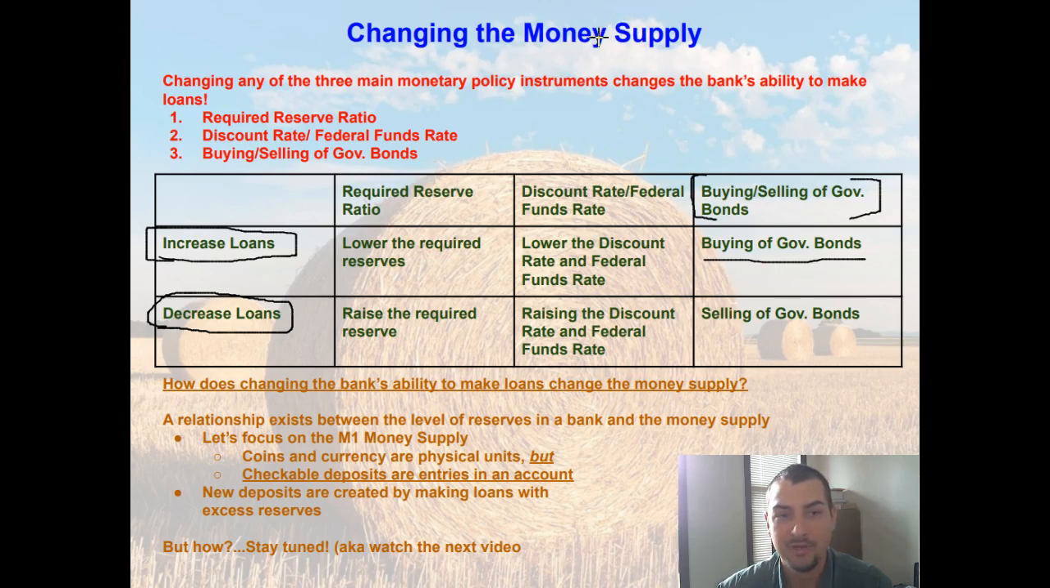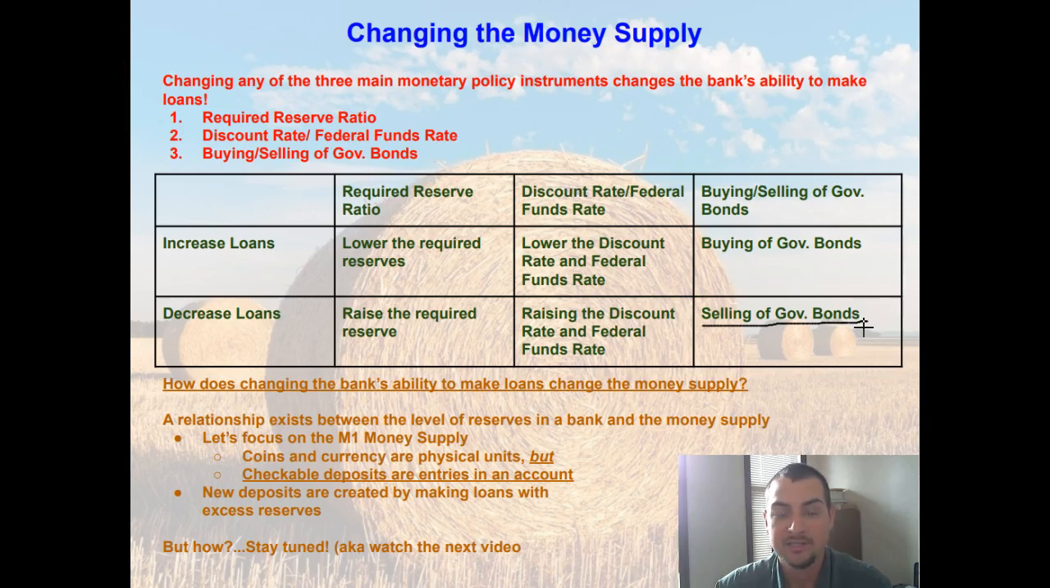The opposite would happen if the federal government was selling bonds. If the federal government decides they're going to sell bonds, then they are actually selling it to the citizens. The citizens are pulling money out of the banks to give to the Fed in exchange for those bonds. Because they are pulling money out of the banks, there's less reserves, there's less deposits, and those banks are forced to actually decrease the amount of loans that they have.